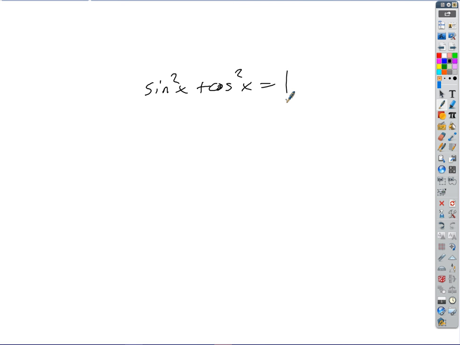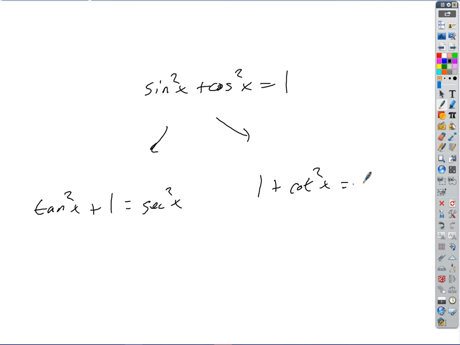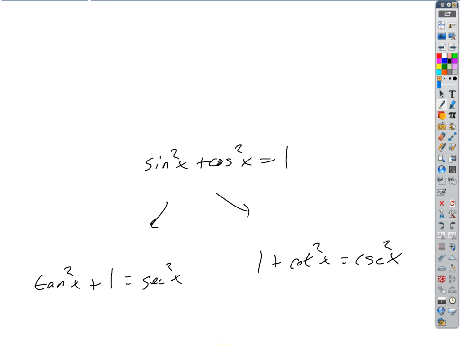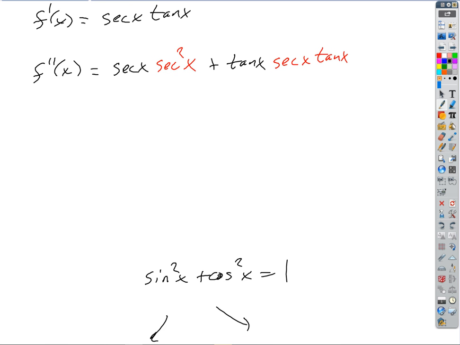If I divide both sides by cosine squared, what am I going to get? Sine squared over cosine squared is tangent squared. Cosine squared over cosine squared is 1. 1 over cosine squared is secant squared. If I divide both sides by sine squared, I'm going to get 1 plus cotangent squared equals cosecant squared, right?